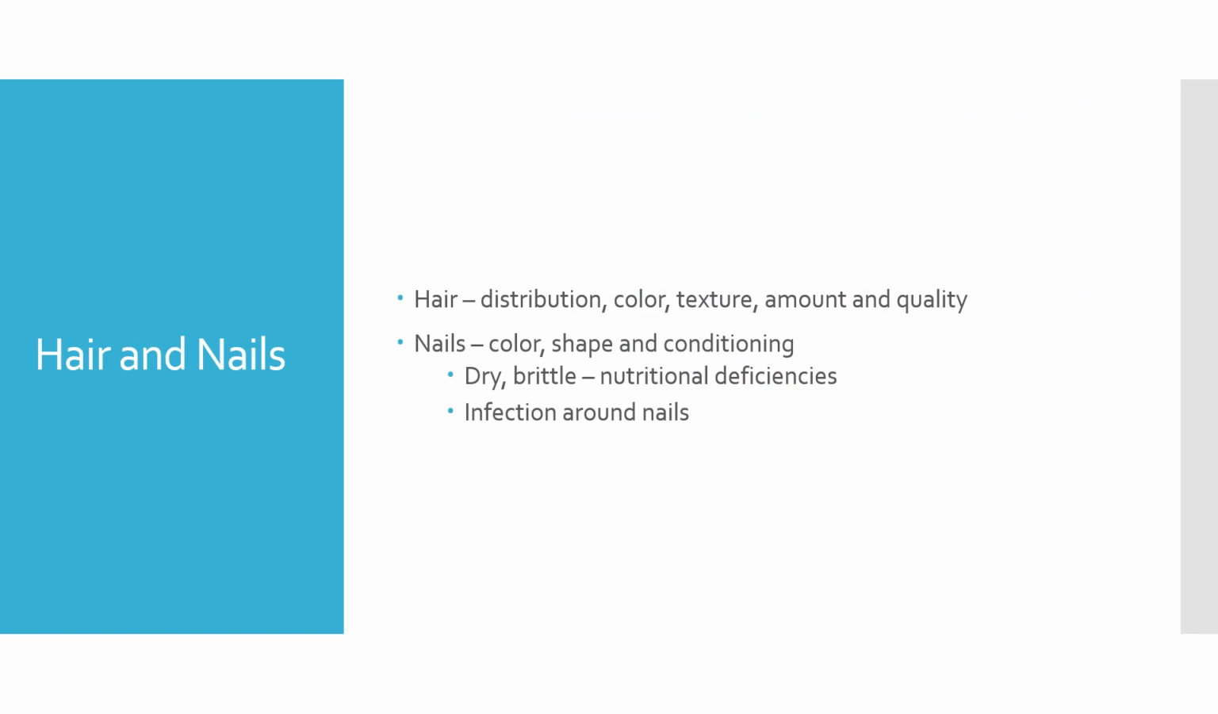As we look at hair and nails, we want to look at the distribution, the color, texture, amount, and quality of the hair. And then our nails, what's the color, shape, and condition? If the kiddos have really dry, brittle nails, that means they may have some nutritional deficiencies. And are there any infections around the nail? Are they nail biters? Are they cuticle biters? Do they have infectious processes that are going on that we need to look at?